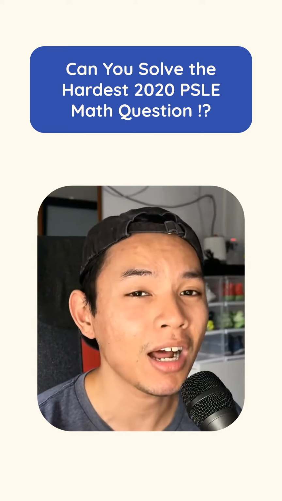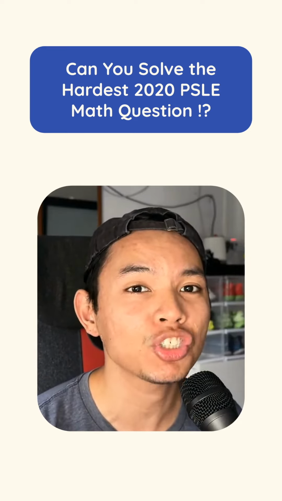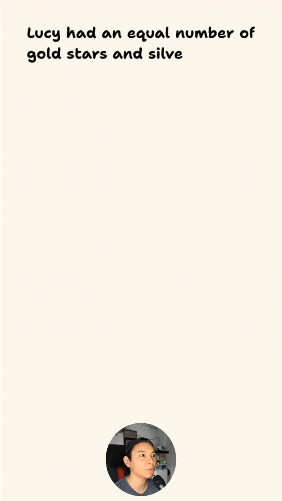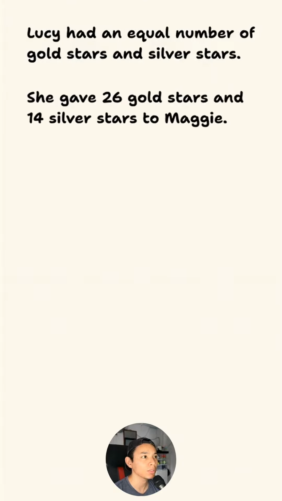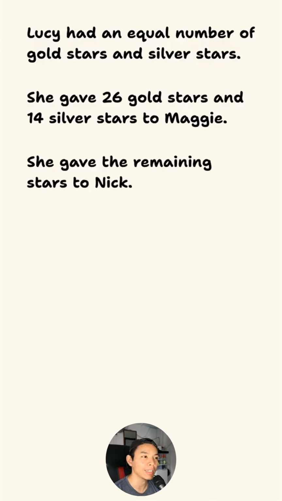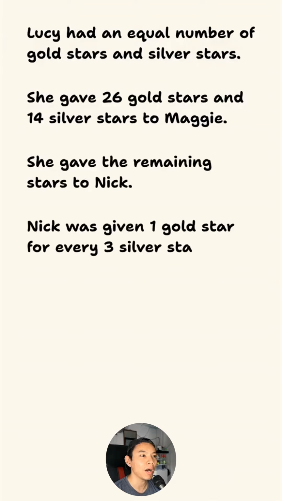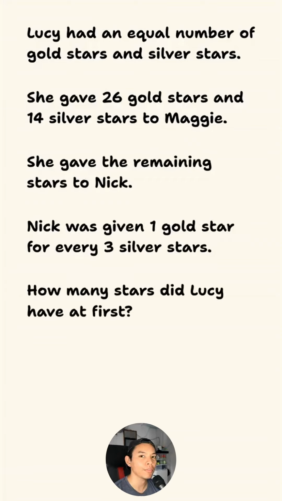Can you solve one of the hardest PSLE math questions in 2020? So the question goes: Lucy had an equal number of gold stars and silver stars. She gave 26 gold stars and 14 silver stars to Maggie. She gave the remaining stars to Nick. Nick was given 1 gold star for every 3 silver stars. How many stars did Lucy have at first?